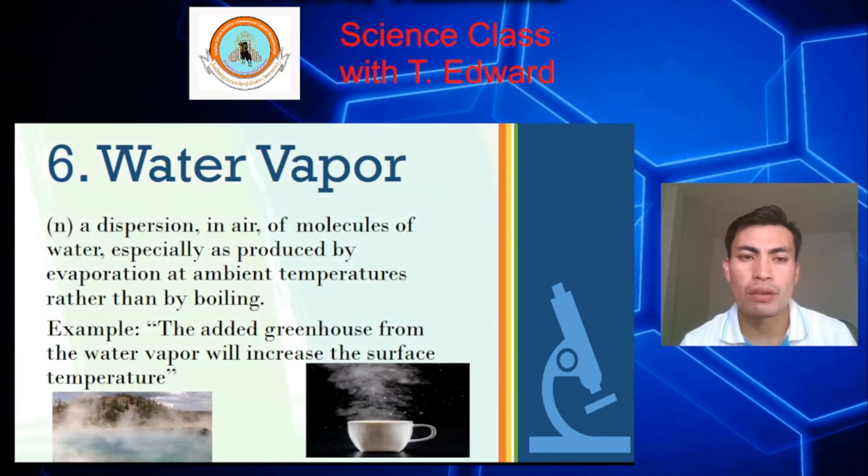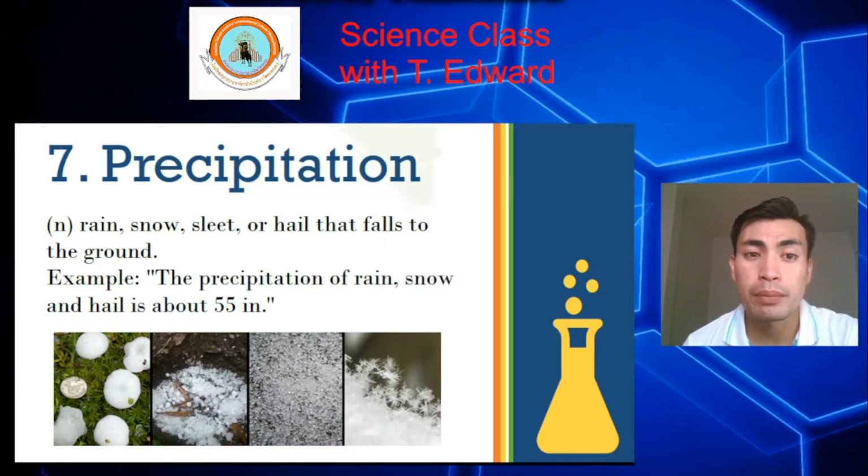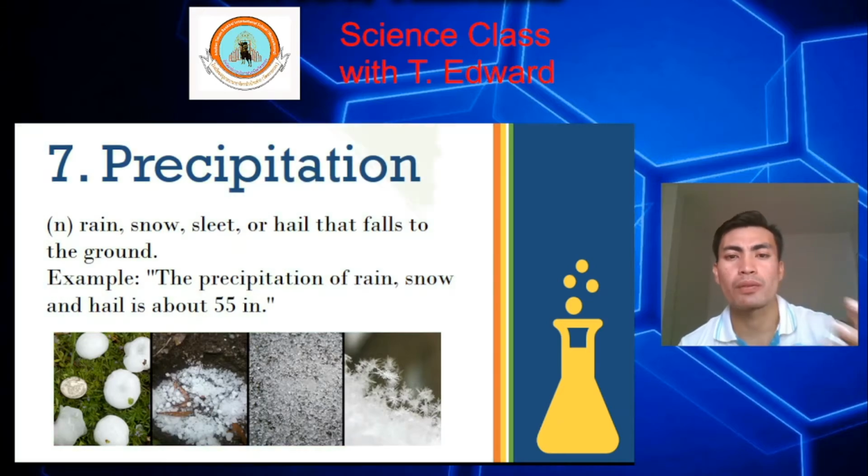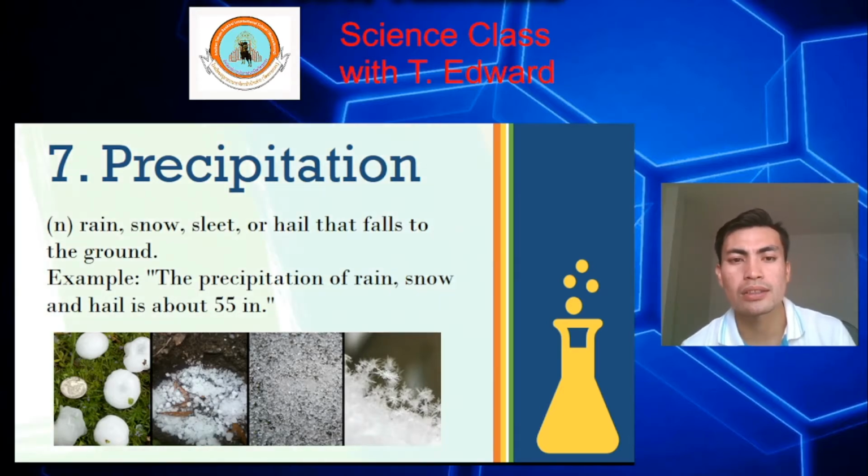Number 7, precipitation. Here are examples of precipitation: rain, snow, sleet, and hail are examples of precipitation, and these things are falling from the sky or the atmosphere to the ground. Okay, so how can we use precipitation in a sentence? The precipitation of rain, snow, and hail is about 55 inches.